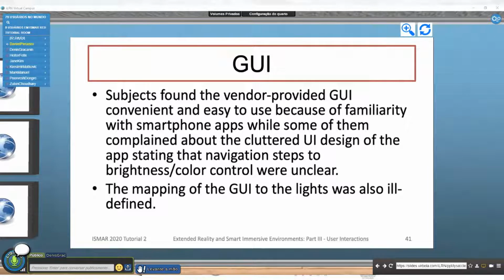So now if you analyze individual modalities, for graphical user interface, subjects found that the user interface is fairly convenient, easy to use, although just because of the complexity, the user interface design is a little bit cluttered. And also the challenge was how we can map controlling an individual light in the graphical user interface to the actual light in the physical world.